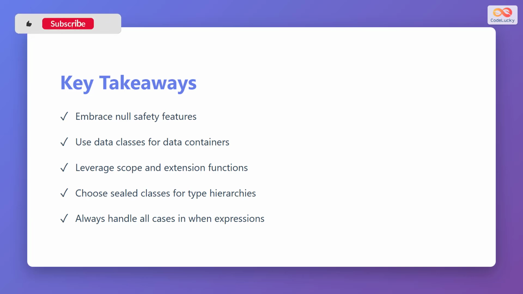Let's recap the key takeaways from this guide. First, always embrace Kotlin's null safety features using safe call operators and the Elvis operator instead of forcing non-null assertions. Second, use data classes for simple data containers to automatically generate essential methods. Third, leverage scope functions and extension functions to write cleaner, more expressive code. Fourth, choose sealed classes when you have a restricted type hierarchy to enable exhaustive checking. And finally, always handle all cases in when expressions to ensure your code is robust.